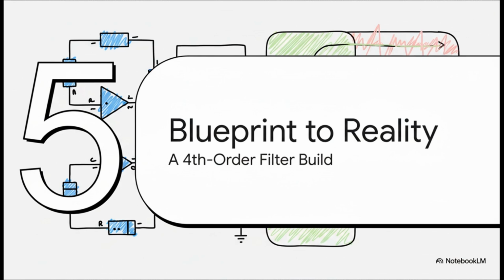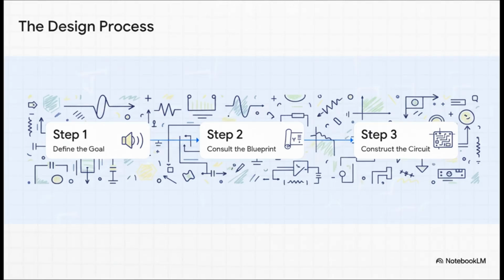All right, enough with the theory. Let's see how this all comes together. We're going to walk through a real-world example of an engineer taking that cheat sheet and turning it into an actual physical circuit that does a job. And the process is really logical. It's as easy as 1, 2, 3. First, you figure out what you need. Second, you look up the instructions on the blueprint. And third, you just build the thing.